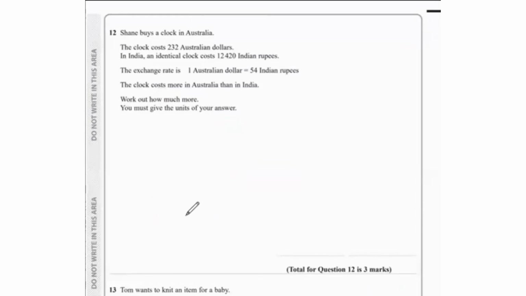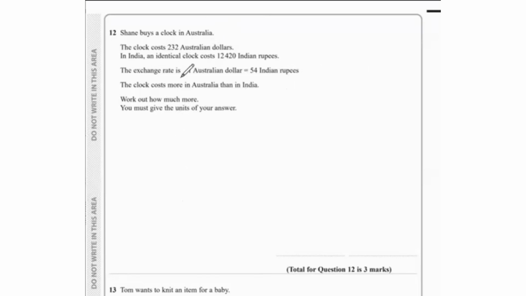Question 12 says Shane buys a clock in Australia. The clock costs 232 Australian dollars. In India, an identical clock costs 12,420 Indian rupees. The exchange rate is 1 Australian dollar equals 54 Indian rupees. The clock costs more in Australia than in India. Work out how much more. You must give the units of your answer.